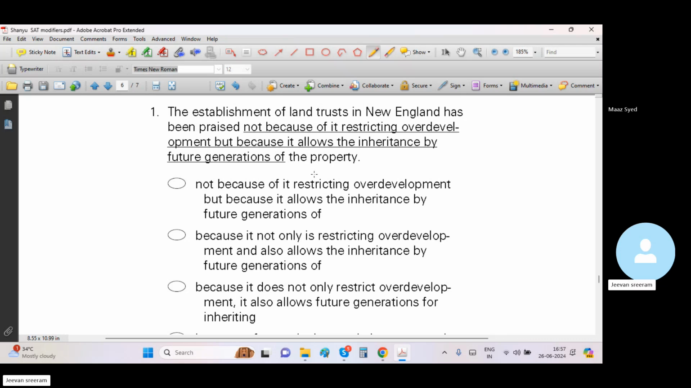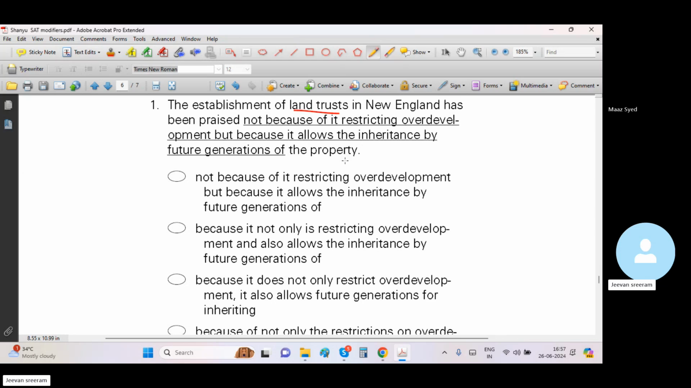So they are called idioms. Let's understand: the establishment of land trust in New England has been praised not because of it restricting overdevelopment, but because it allows the inheritance by future generations of the property. Okay, not because of it. There is a problem with because of. After because of, you need to write restricting. Not because of restricting. After because of you never use any subject.